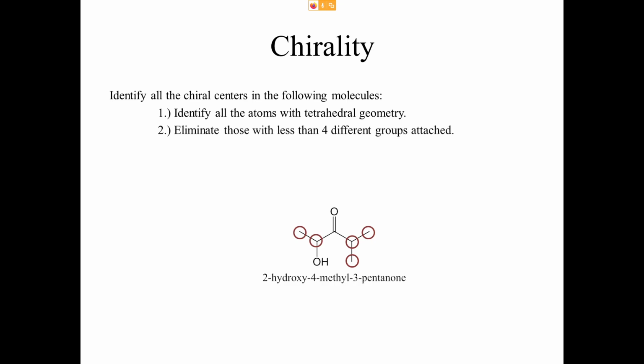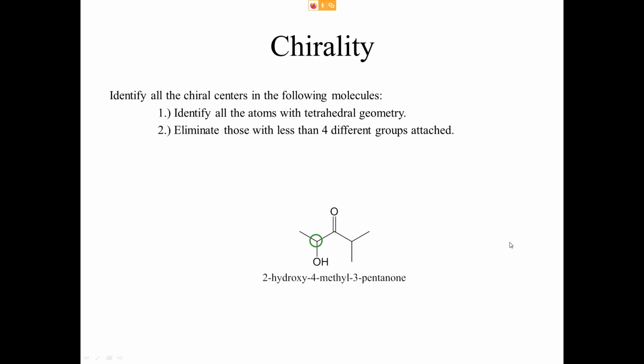So we need to eliminate all those that don't have 4 different things. The ones at the ends of these lines, they're definitely just CH3s, right? They can easily be eliminated. What about the one on the right here? I see 2 methyl groups attached to that point, right? 2 identical things attached at the same carbon, so that one is definitely not chiral. The one on the left, however, has 4 unique things attached. And let's try to figure that out.